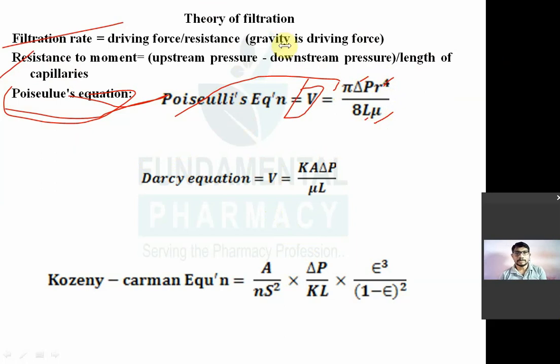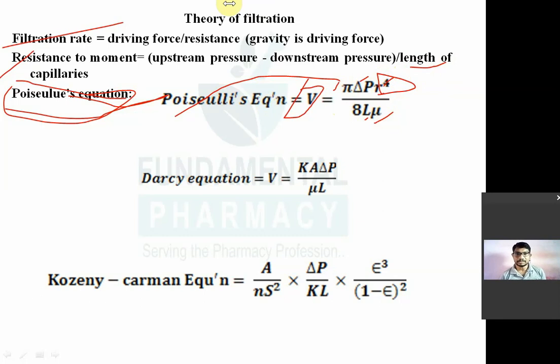Bed means your filter medium: above it, how much pressure, and below it. R means radius of capillary in the filter bed. L means thickness of the cake. So whatever cake is built up on the filter medium by solid, the thickness of that is nothing but L. And micro means viscosity of filtrate or liquid being filtrated. So that is the Poiseuille's equation.